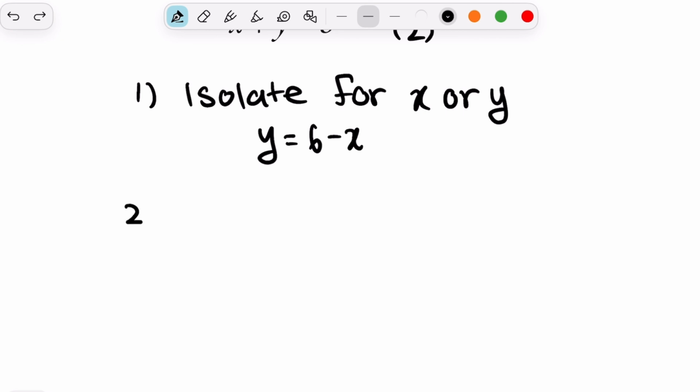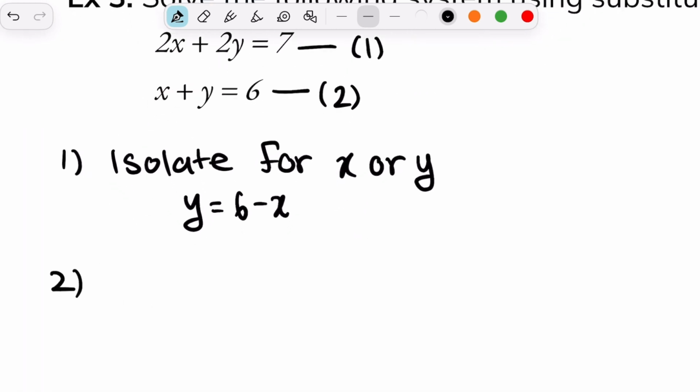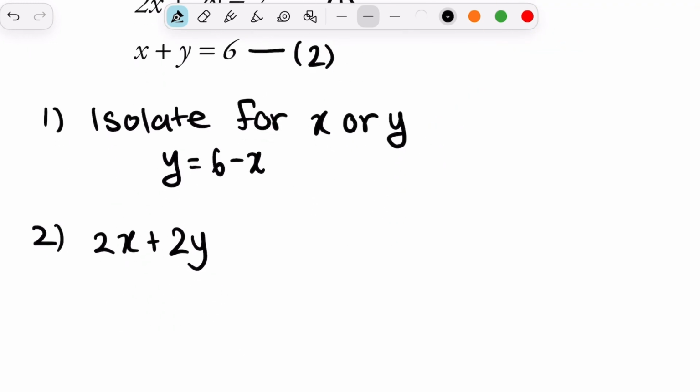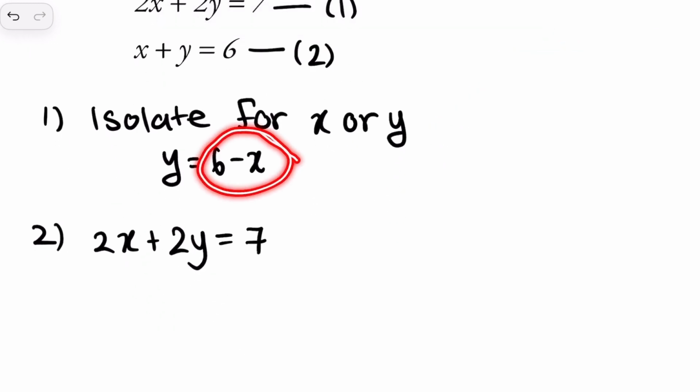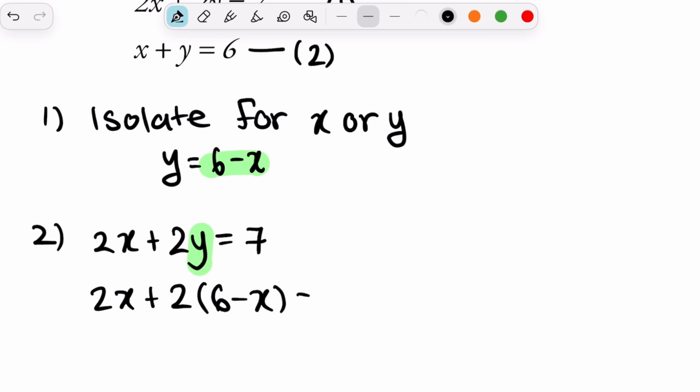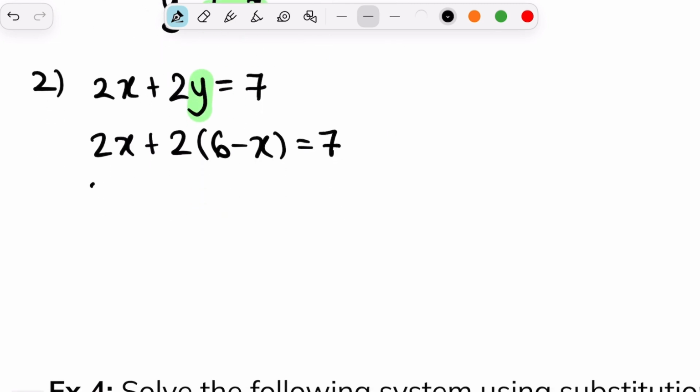So now that we've isolated for y, we're going to copy down the other equation, which is 2x plus 2y. And then what are we going to do? We're going to sub what y is equal to into the other equation's y. So we're going to take this and we're going to put it there. So we have 2x plus 2. What is y? Y is 6 minus x. So now we can simplify this, so we get 2x plus 12 minus 2x is equal to 7.